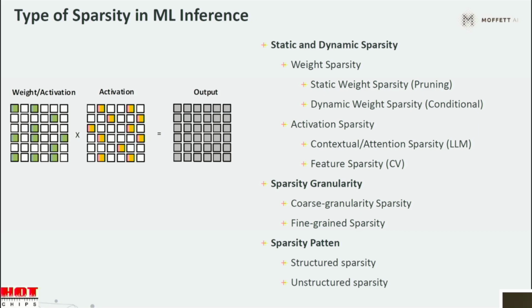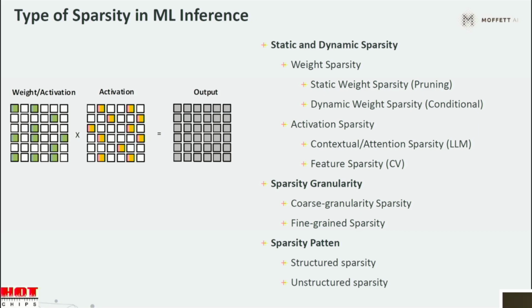And also there's activation sparsity, which is, we all know there's an input, an activation feature map. For large language models, there's activation sparsity called contextual sparsity. Contextual sparsity basically means that for a series of input sequence, the attention can be sparse. Basically, you don't have to calculate the correlations between different tokens in a long sequence. So this is called attention sparsity.